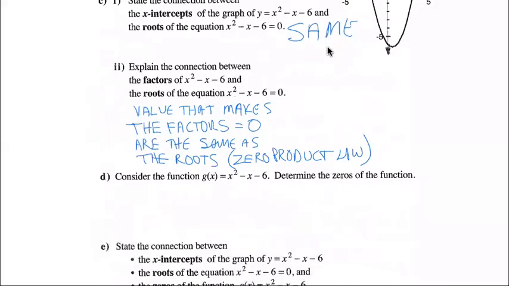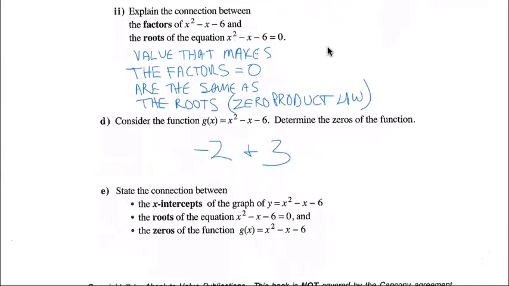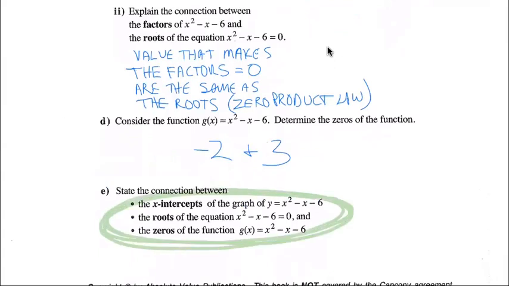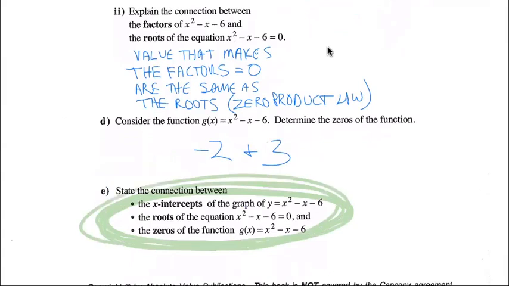Question D, consider the function g of x equals x squared minus x minus 6. Determine the roots of the function. You should be able to say, hey, you know what? The roots and the x-intercepts and everything else, they're the same: -2 and 3. And that's what's all said down here. So this is the key. The x-intercepts of the graph, the roots of the equation, and the zeros of the function are all the same values.